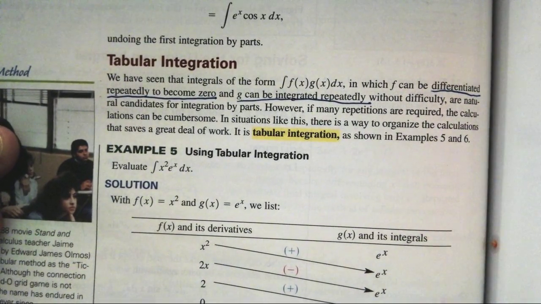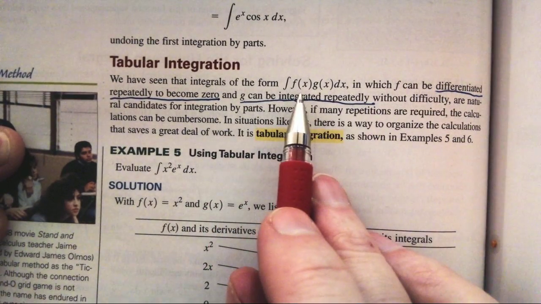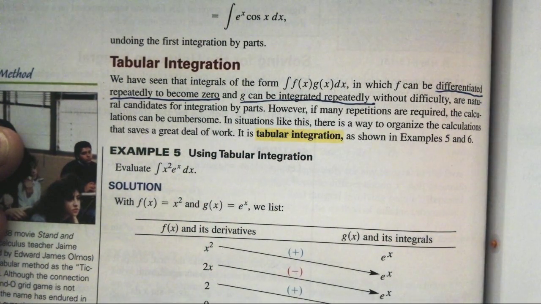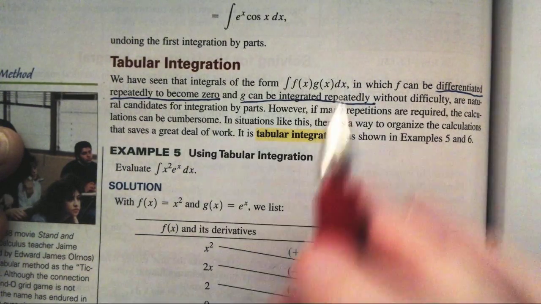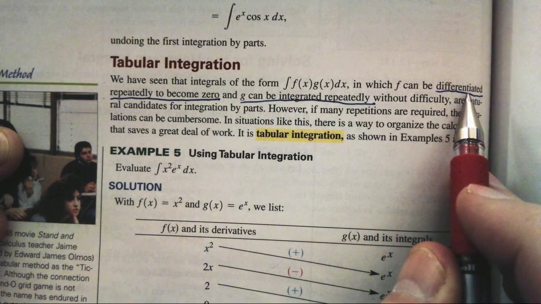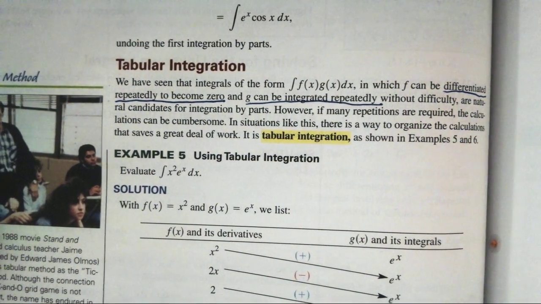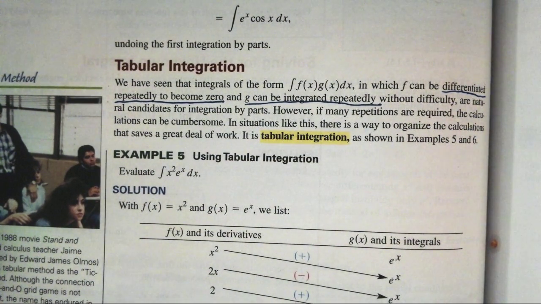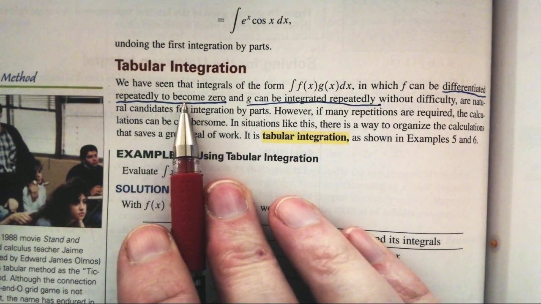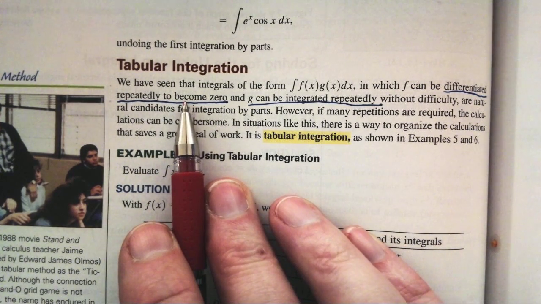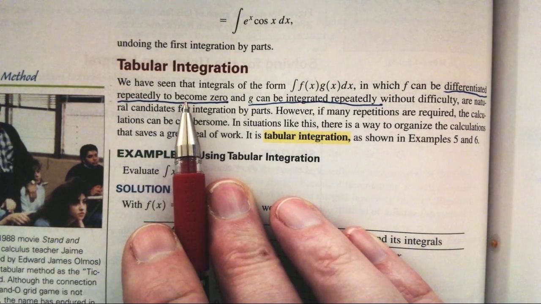Tabular integration. So we have seen that integrals of the form a function times a function, we can do those sometimes with u du, sometimes with v dv. But in which f can be differentiated, I can take the derivative until it becomes 0. Well, what does that really mean? The derivative of what is 0? The derivative of a constant is 0. So before it became a constant, let's say the constant 7, the derivative of 7 is 0. Well, what's the antiderivative of 7? 7x. What's the antiderivative of that? We're going to get x squareds and x cubes.